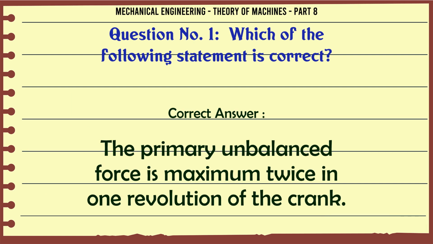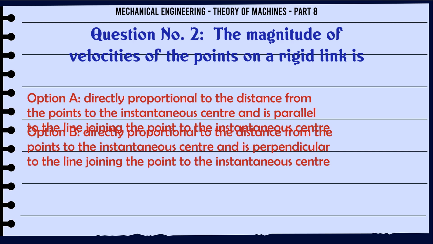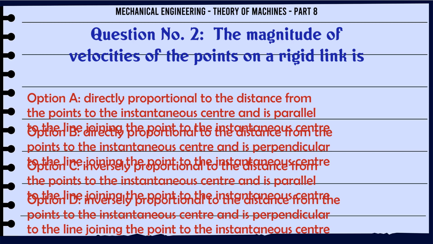The correct answer is: the primary unbalanced force is maximum twice in one revolution of the crank. The magnitude of velocities of the points on a rigid link is: A. Directly proportional to the distance from the points to the instantaneous center and is parallel to the line joining the point to the instantaneous center.